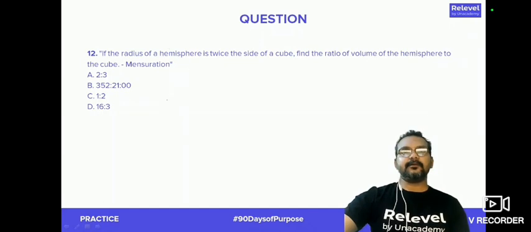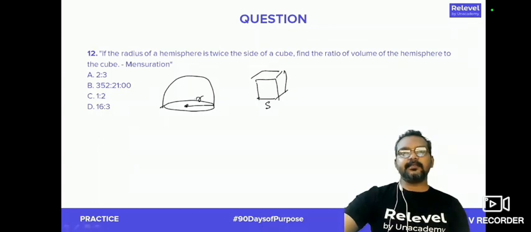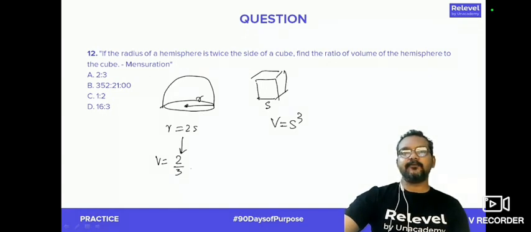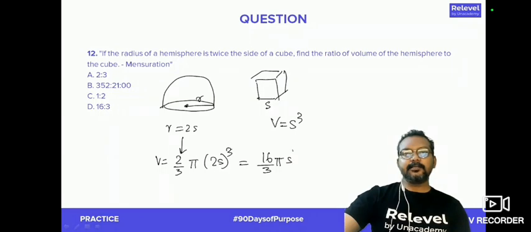Now the picture. So you have a hemisphere. It's twice the side of a cube. Okay, so you have a cube. If I take the side S, then the radius R is 2 times the side. You have to find the volume of the hemisphere and the cube. So volume here is clearly side cube. Here the volume is 2 by 3. So volume of a sphere is 4/3 pi r cube. Here it will be half of that, 2/3 pi r cube, which is 2s cube. Let's simplify. 2 cube is 8. So 8 times 2. So that's 16 by 3 pi s cube.